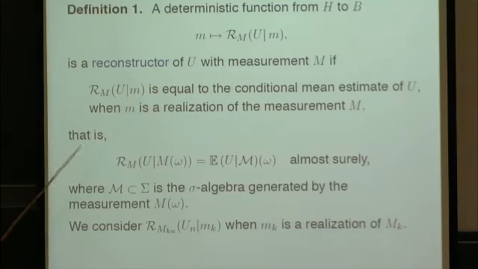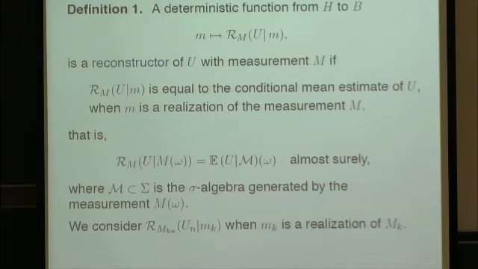So we say that this kind of reconstructor, related to unknown u and measurement m, is a deterministic function where we map the measurement to this function. If this function coincides with the conditional mean estimate in the case when this measurement m is the realization of the measurement. So here is the rigorous definition in terms of conditional probabilities. The reconstructor is the conditional expectation of the unknown u if you put there the realization of the measurement.